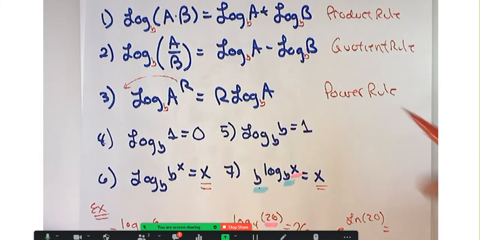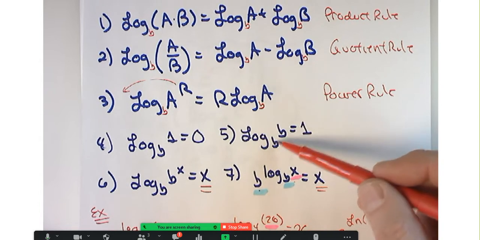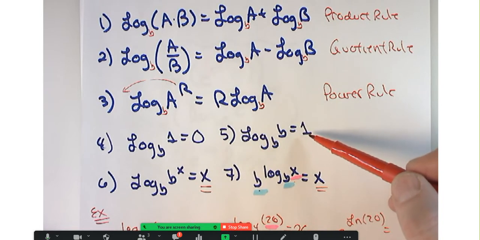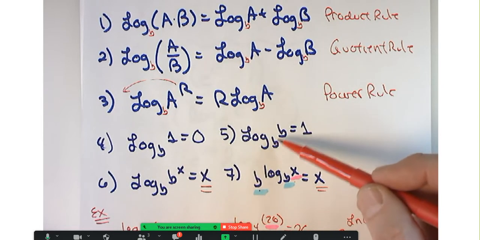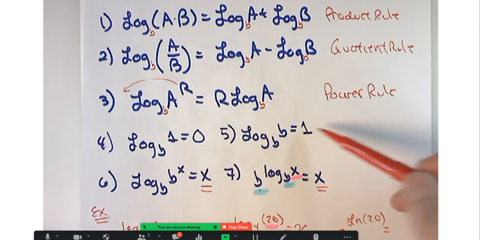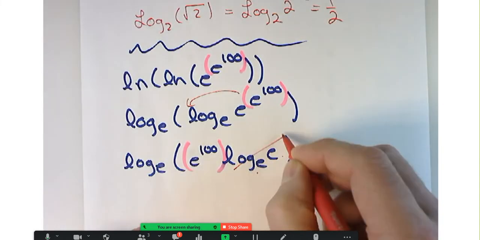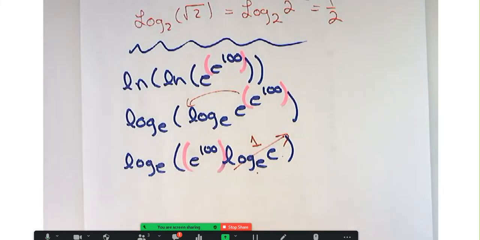And that's the same in property number 5. Log base b of b is 1. What power of b gives you b? B to the first power. So this is a 1. So that's the big thing on that one.